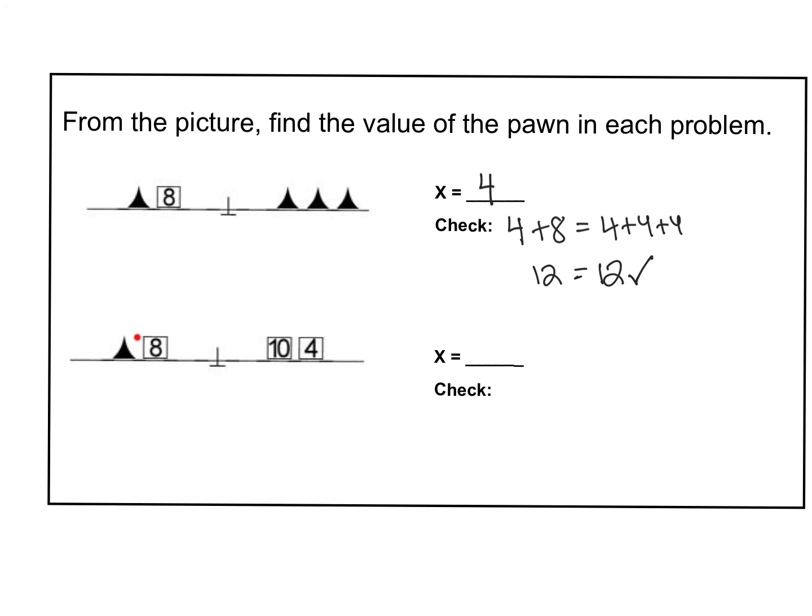On our next one, we have a triangle and 8 have to equal these two blocks, which together equal 14. What can I replace my pawn or my triangle with that would go together with the 8 to give us a value of 14? In this case, it would be 6.